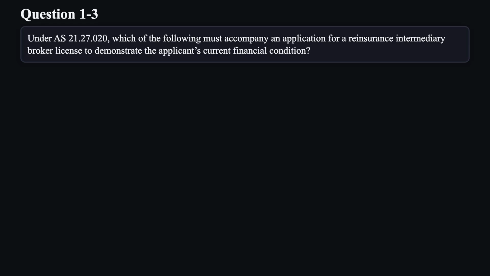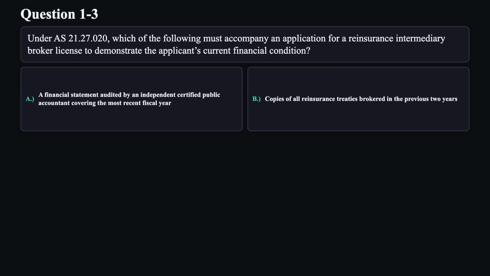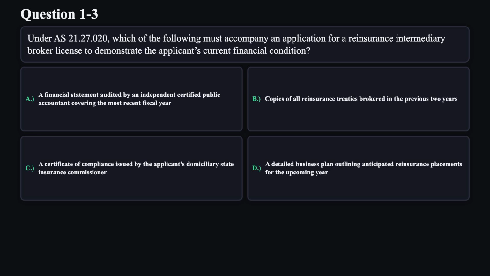Question 3. Under AS 21.27.010, which of the following must accompany an application for a reinsurance intermediary broker license to demonstrate the applicant's current financial condition? A. A financial statement audited by an independent certified public accountant covering the most recent fiscal year. B. Copies of all reinsurance treaties brokered in the previous 2 years. C. A certificate of compliance issued by the applicant's domiciliary state insurance commissioner. D. A detailed business plan outlining anticipated reinsurance placements for the upcoming year.